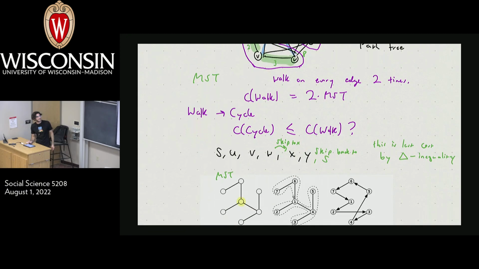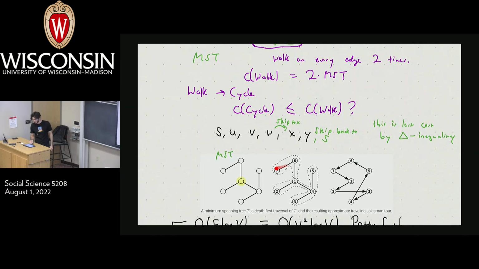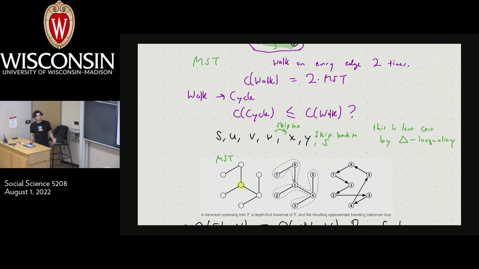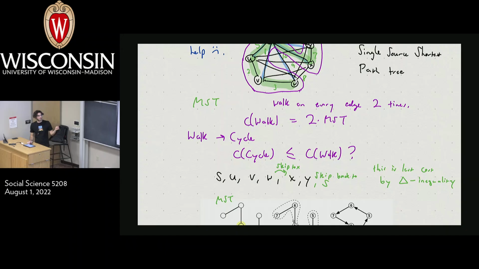If you're saying a DFS itself touches every edge once, so it's exactly the MST, that's true. But the issue is that's not a cycle. That's just repeating the tree again. To make it into a cycle, we have to physically follow the edges, and so we'll end up repeating nodes.